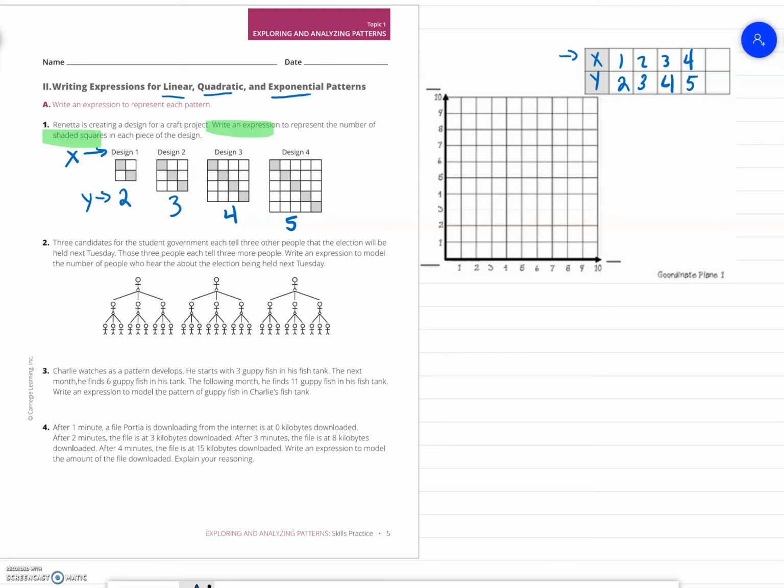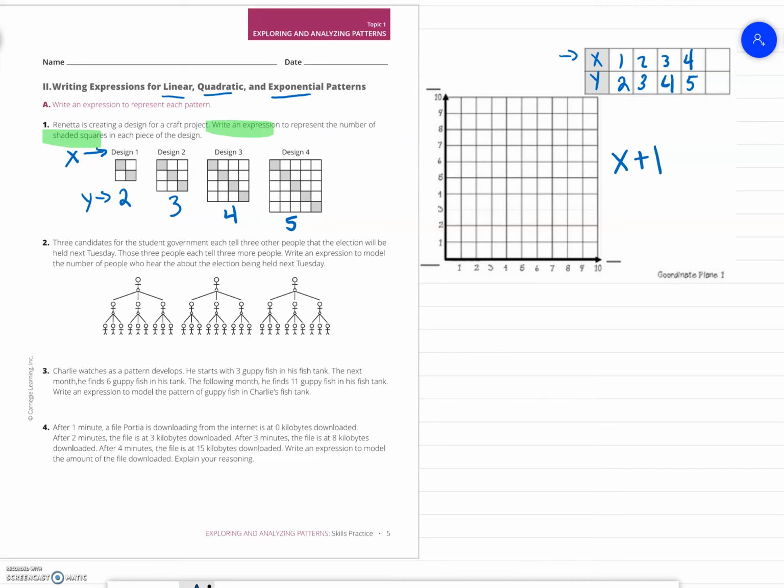Well, here for the first one, to get from 1 to 2, you would just add 1. From 2 to 3, you could add 1. From 3 to 4, you could add 1. So that's more than likely what our expression is going to be. So let's also graph this. So I kind of went out of order. I should have graphed first.